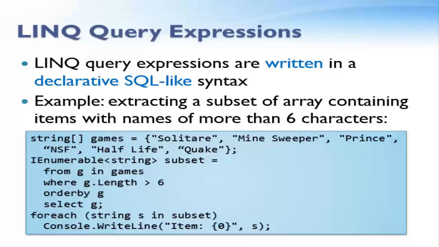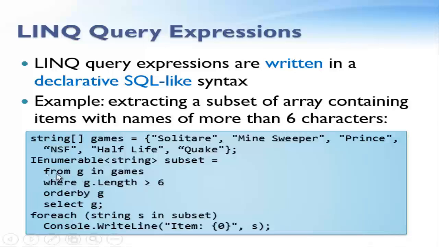So we have an array of strings, and these are the names of the games that are being used. Now I want to get the name of the game whose length is greater than 6. How do I write this query?